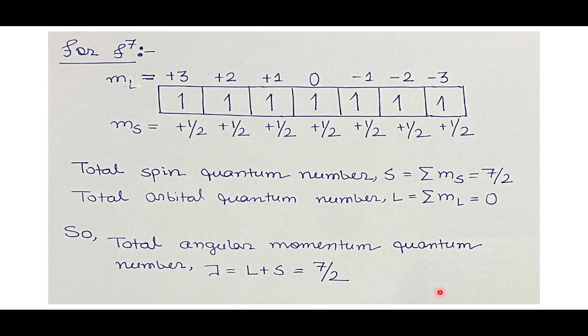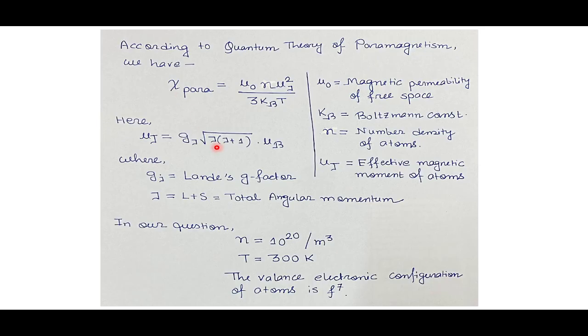Is it clear? Yes, clear, sir. Okay. Now you know the J value, so one part is done here. You know the J, so this part you can calculate easily now, right?